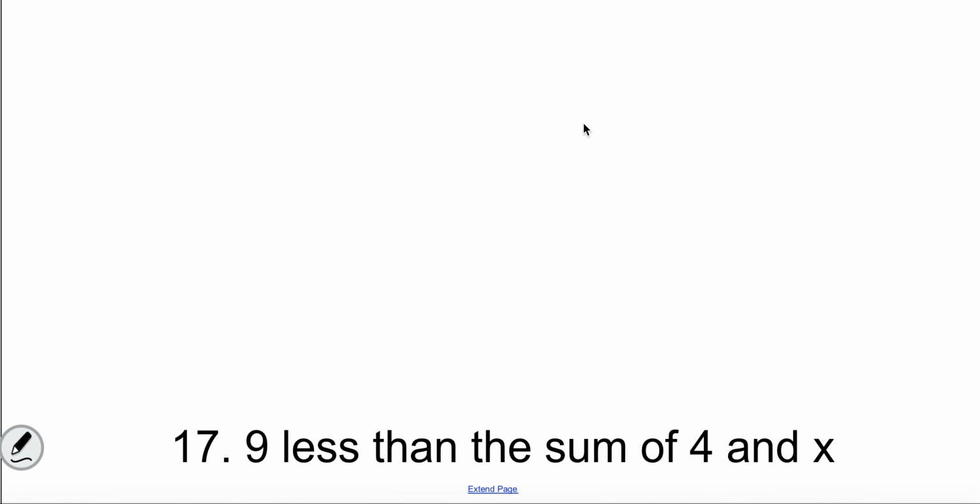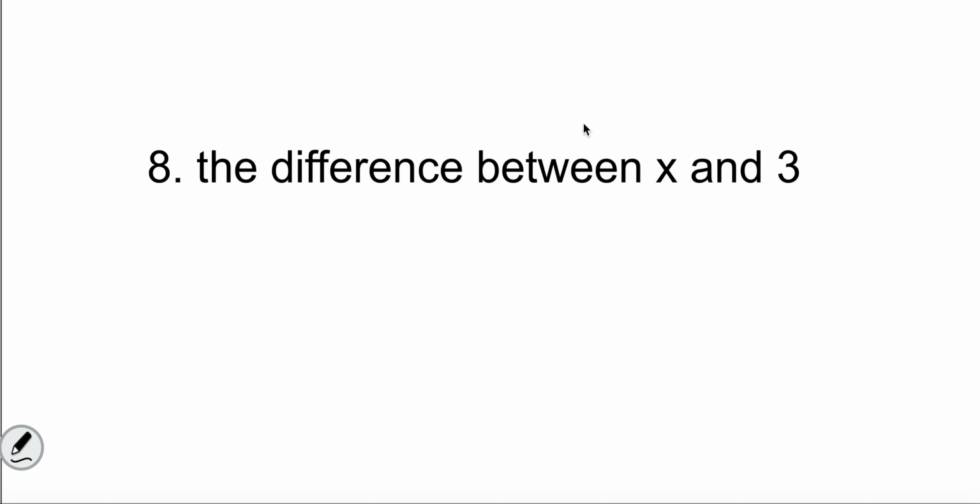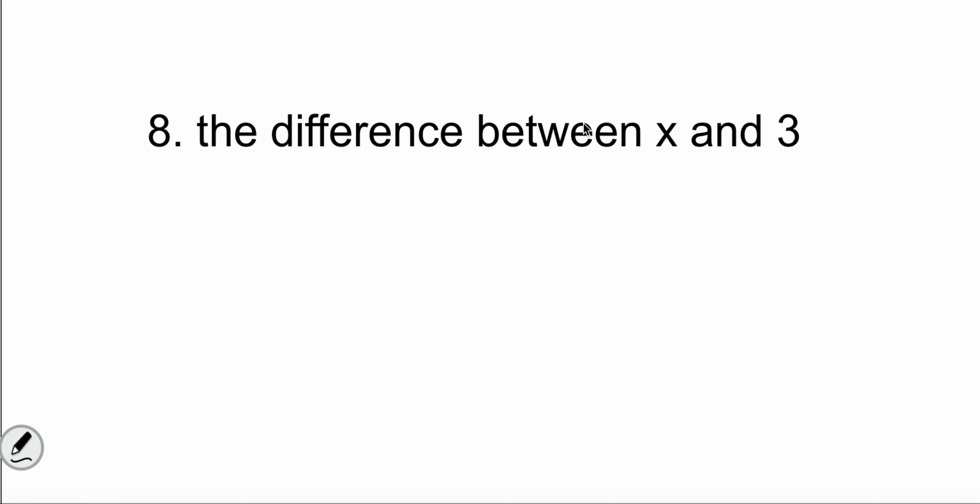Skipping on down to question number 8, you need to find the difference between x and 3. This one is fairly simple, so if you want to pause, try, and come back, go ahead and do that. All right, so the difference between x and 3, again, difference means to subtract. What am I subtracting? X and 3. That's how simple this one is. You're done.